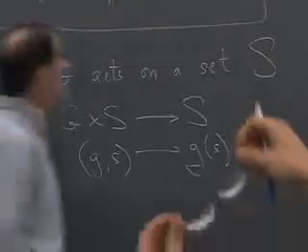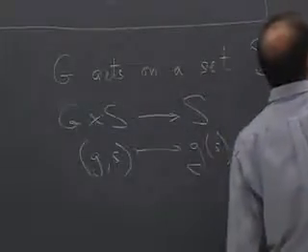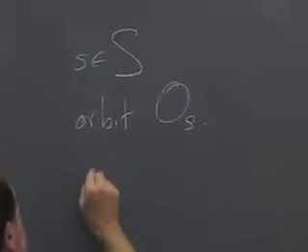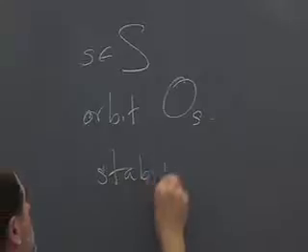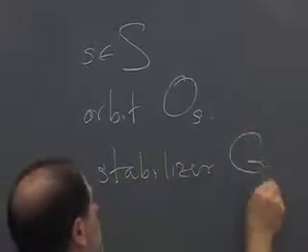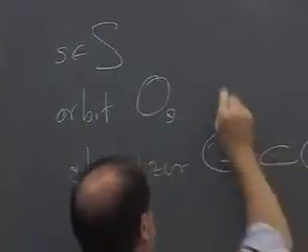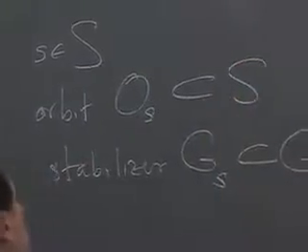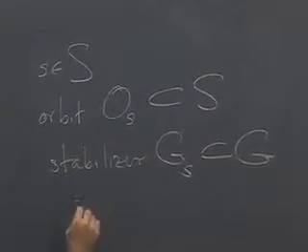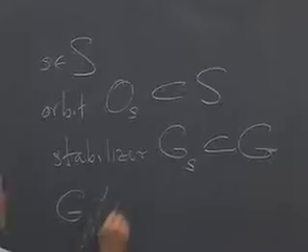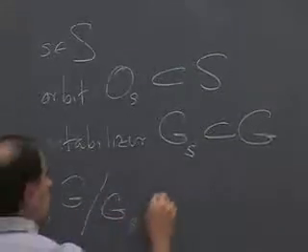We saw that if we had a point in S, we could define its orbit, O of S. We could define its stabilizer, G of S, which is a subgroup of G. O of S is a subset of S. And we saw that the orbit was identified as a set with the set of cosets of the stabilizer.